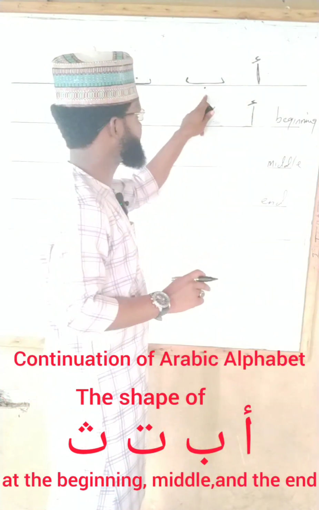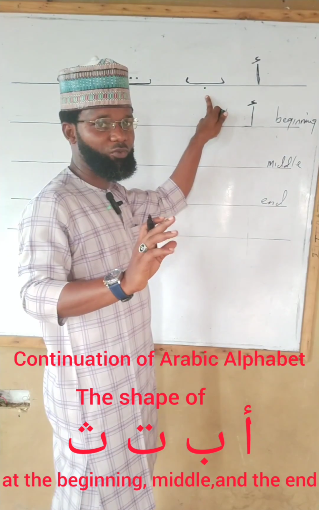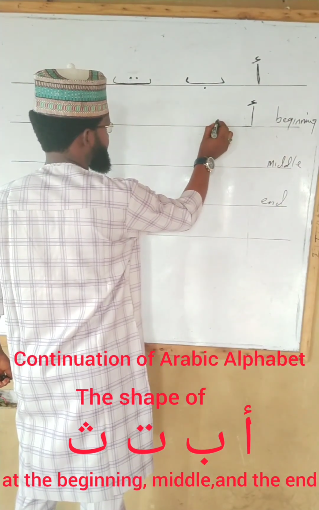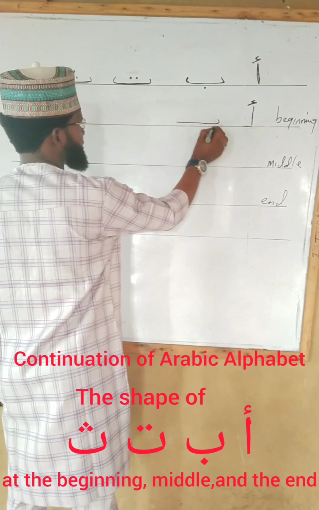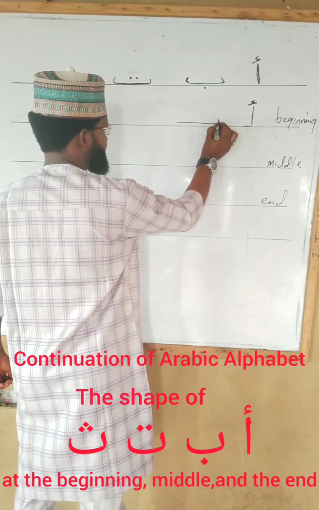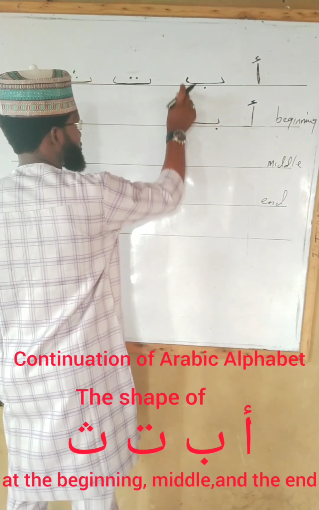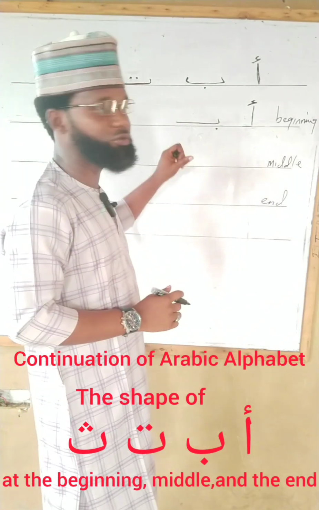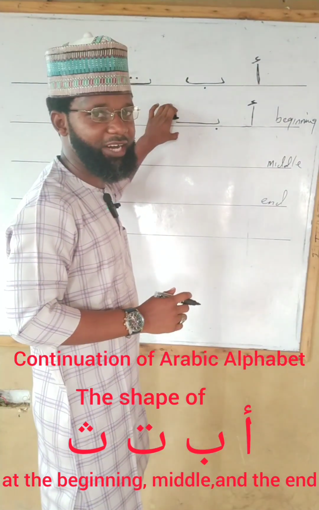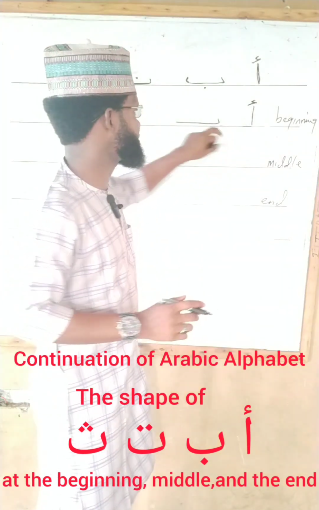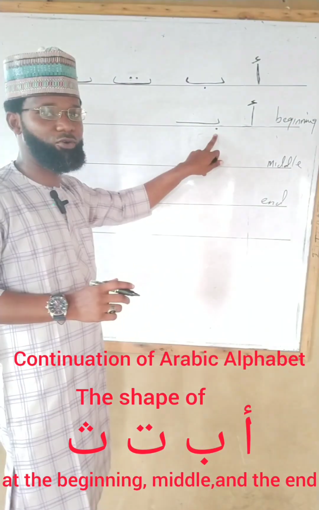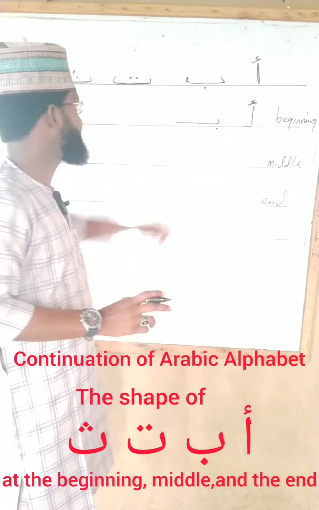So how will you identify this Ba at the beginning of a word? It comes like this. You now put the dot here. This is Ba. So you see this curve is not here. The reason why it's not here is because for you to be able to join other alphabets, don't forget this Ba is at the beginning. You see it with this dot alone, you know it's already Ba.